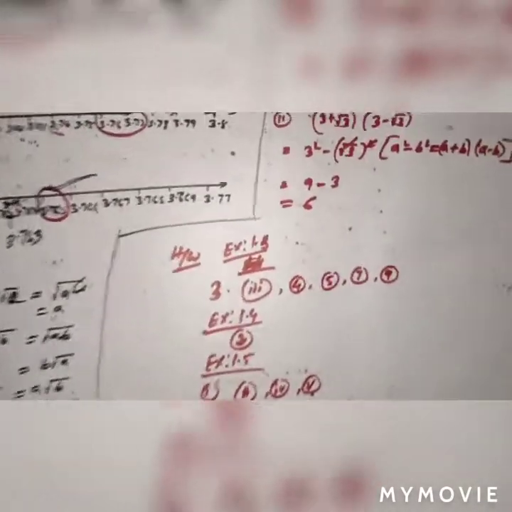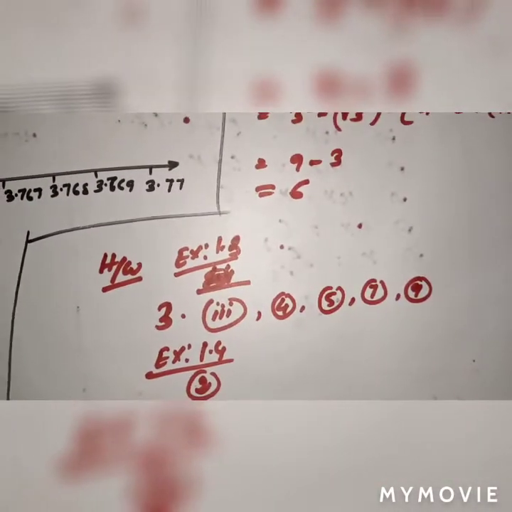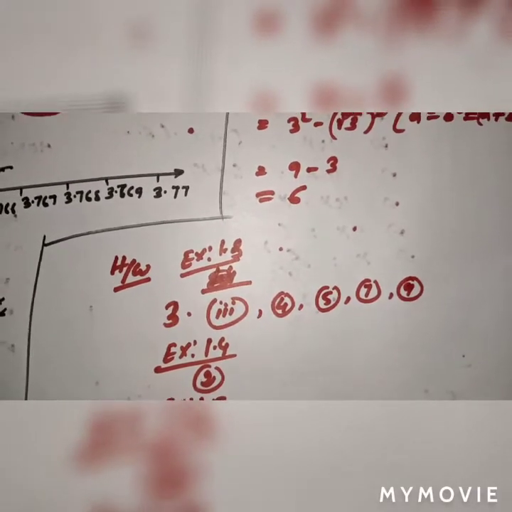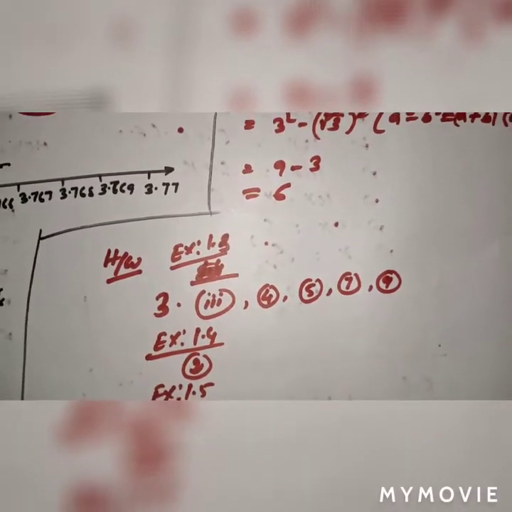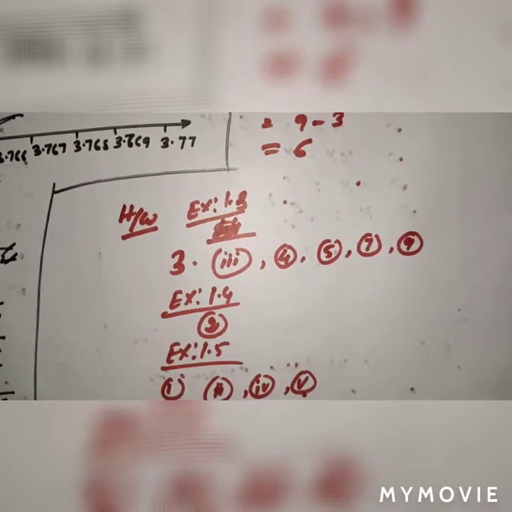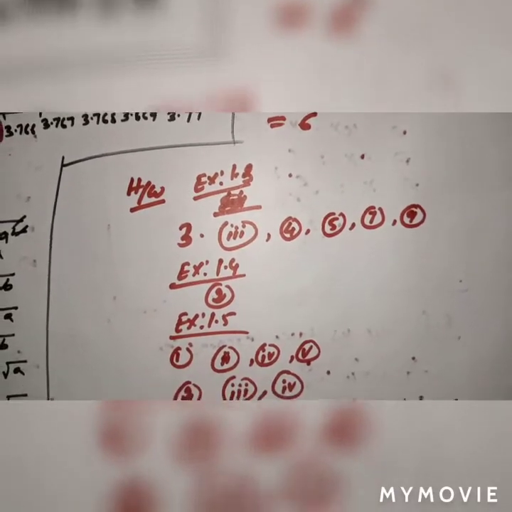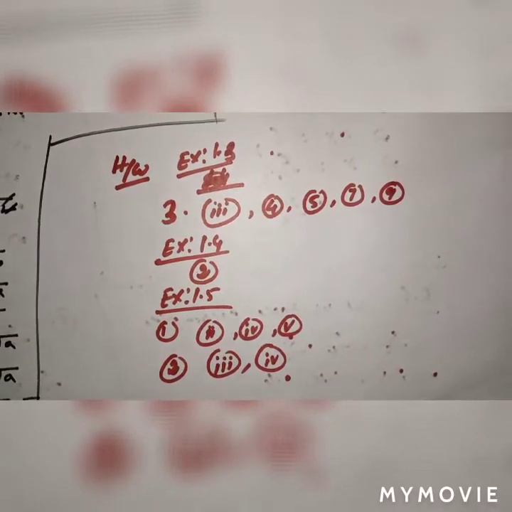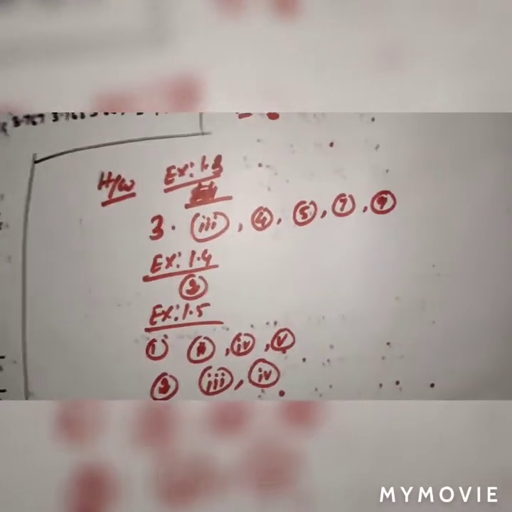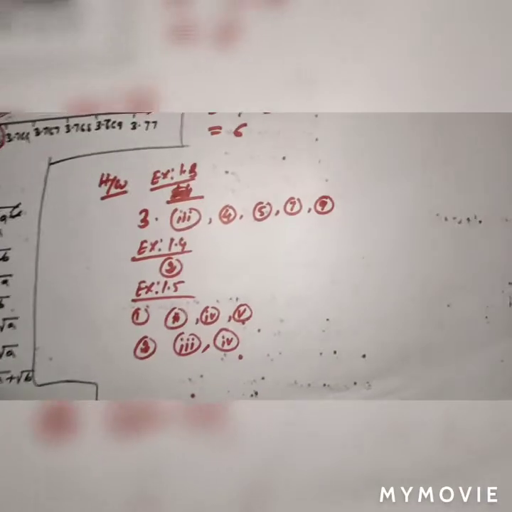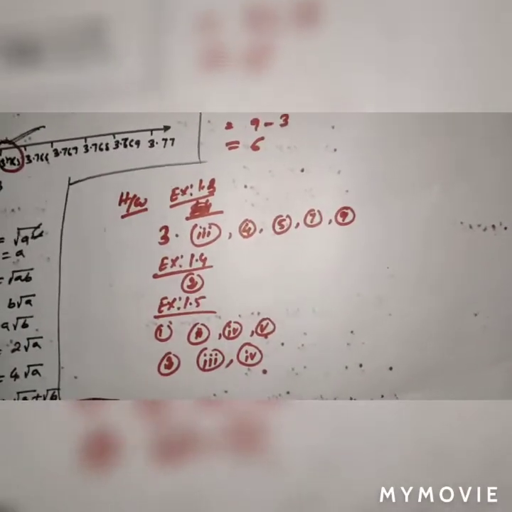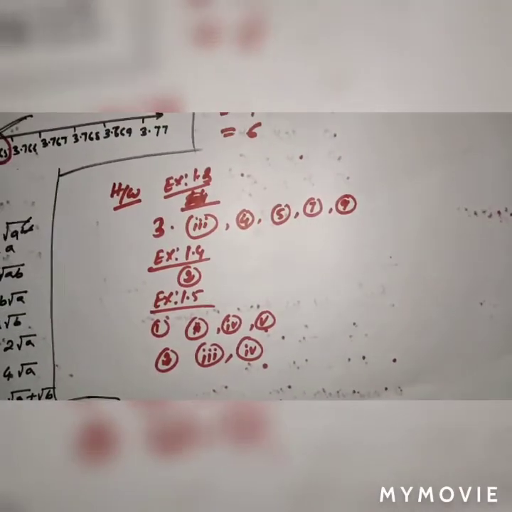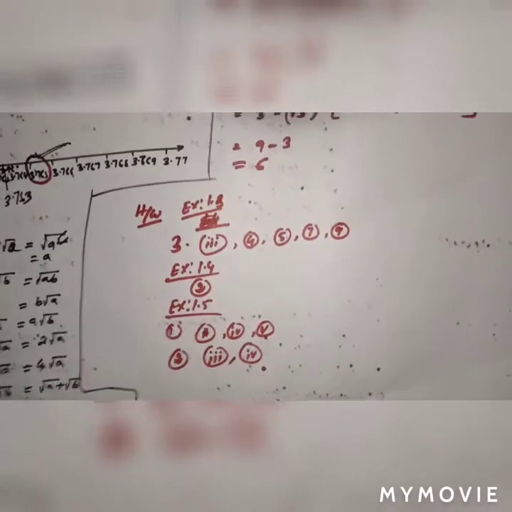Here you can see your homework clearly. Exercise 1.3, question number 3, then question numbers 4, 5, 7, 9. Then exercise 1.4, question number 2, exercise 1.5, question numbers 1, 2, 4, 5, then question numbers 2, 3, 4. You are looking that there are so many homeworks, but these are small. 1 line, 2 line, 2 or 3 sums are there.